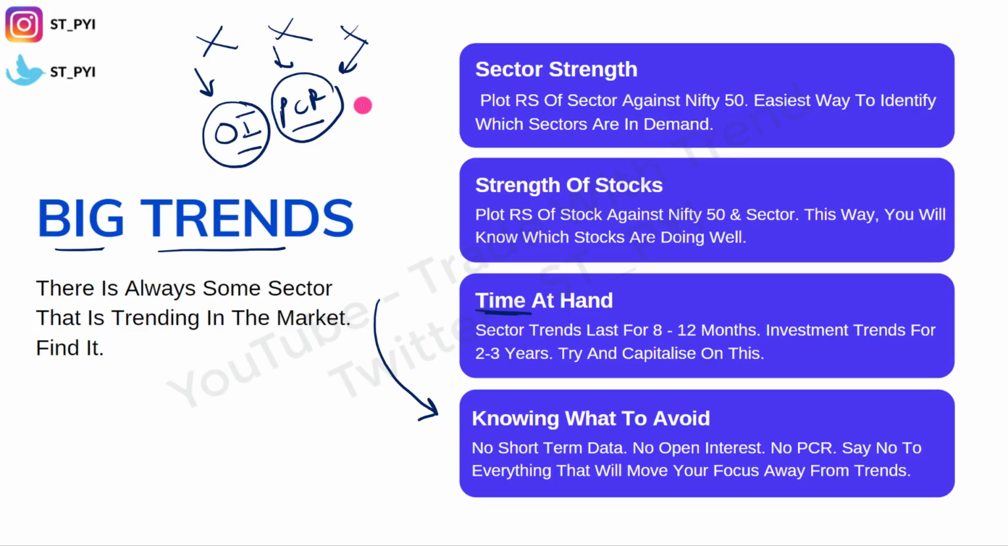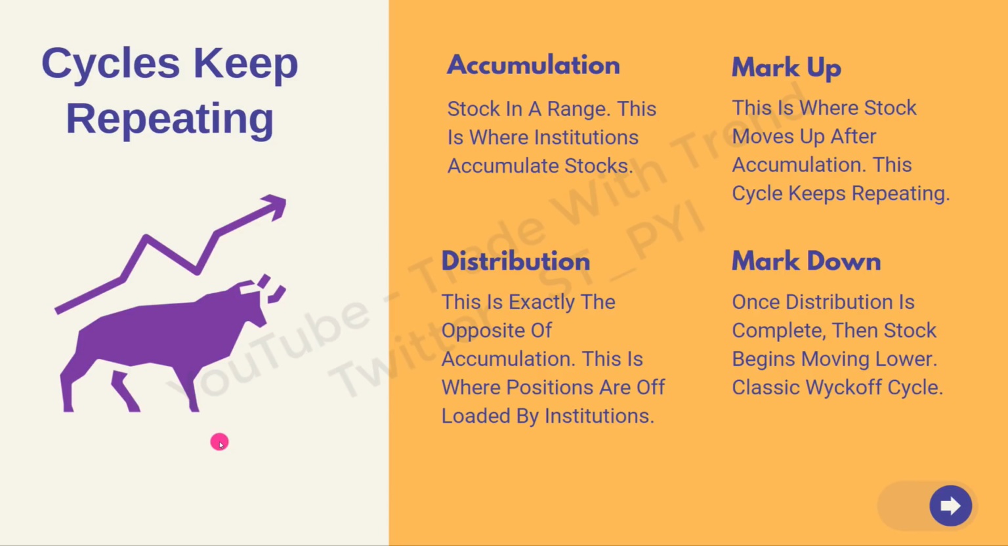and these will simply make you exit positions early. Now, apart from big trends, the thing that you always have to understand in the market is that cycles keep repeating when it comes to sectors and stocks. Now, when it comes to cycles, this is called the Wyckoff stage in the market, which is nothing but accumulation, markup phase, distribution, and markdown phase.